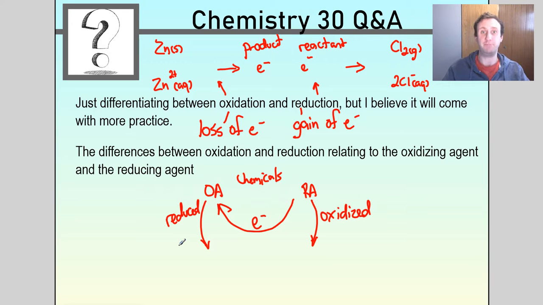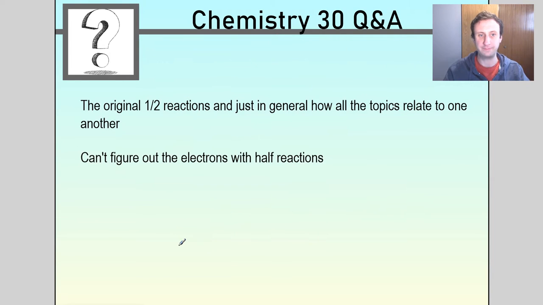And then by looking at electron transfer, in the next chapter, we get to learn about applications of this. So things like batteries, right? Electroplating. That's the next step: now that we know that electrons are moving in these reactions and we can study that, we can actually apply it to stuff and go further with that. Okay, the original half reactions and just in general how all the topics relate to one another. I feel like I maybe just answered that.